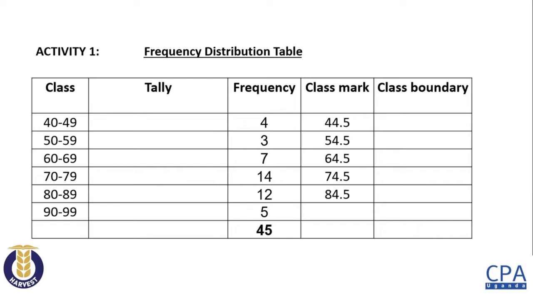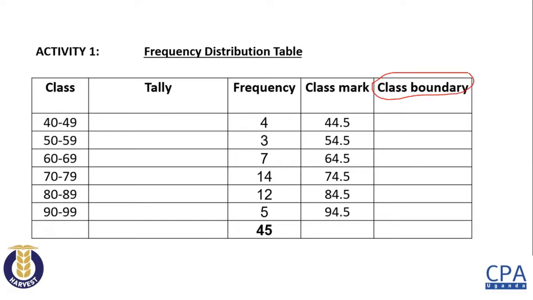And if I add another 10, I get 94.5. So those are our class marks, and that completes our column that captures the class marks. Next, we have the column for class boundaries, and I've mentioned that the class boundaries will give a boundary between one class, or a group of numbers in a distribution, and the next class.